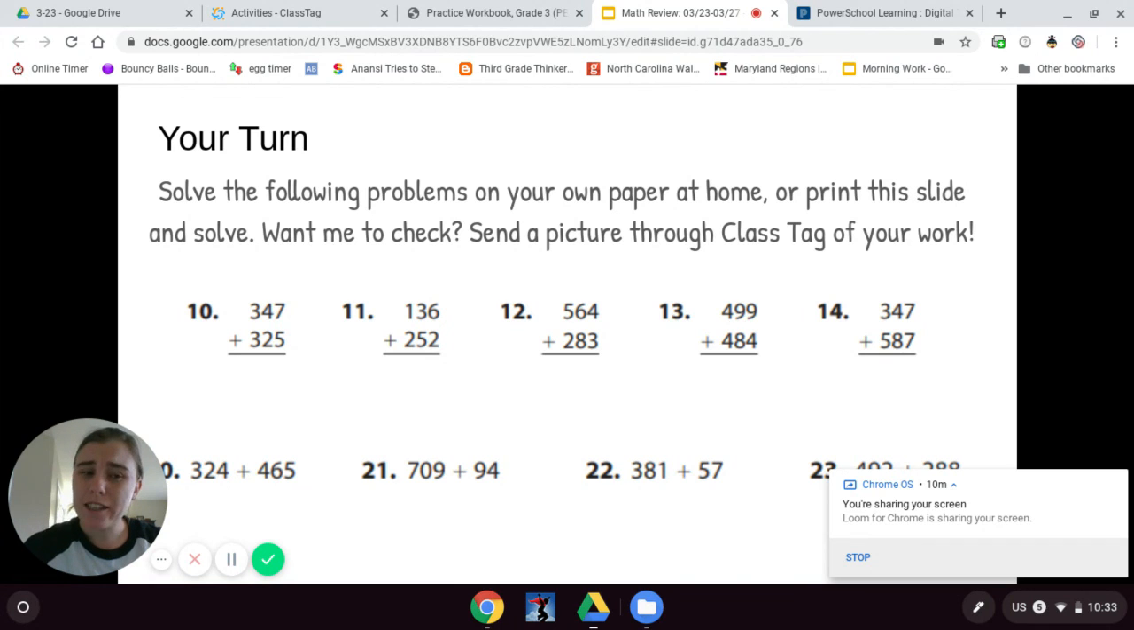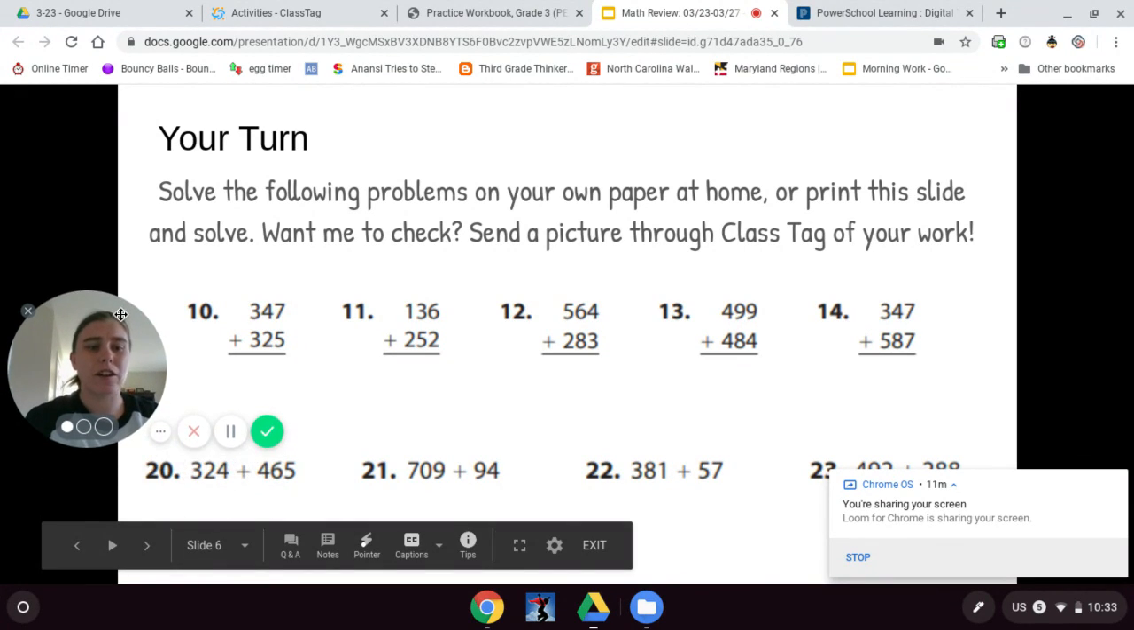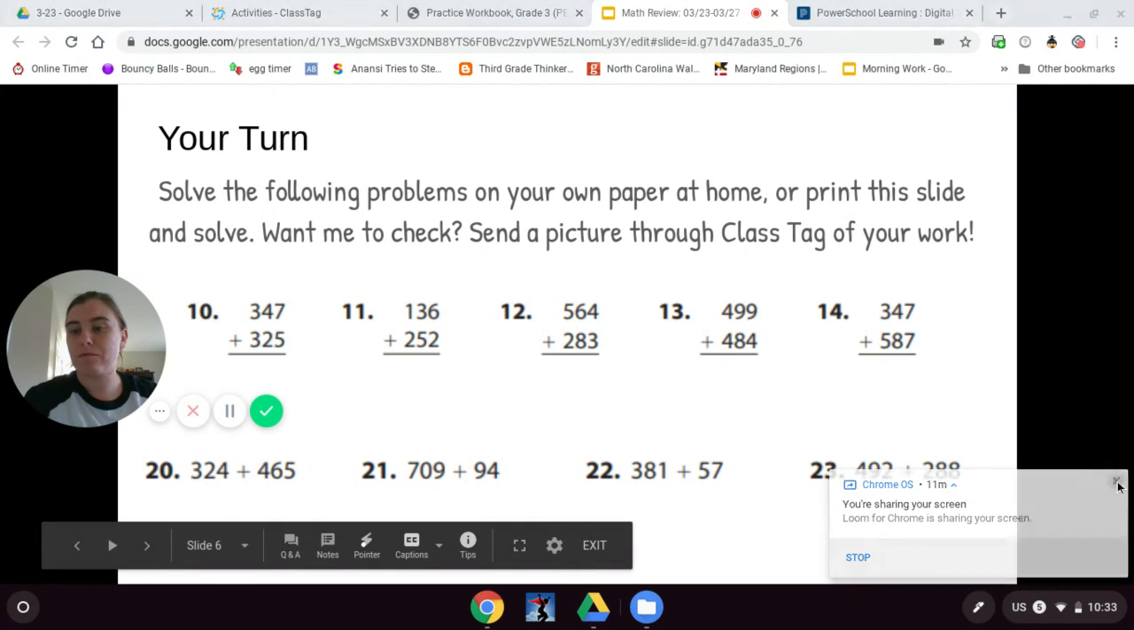If you would like me to check your problems, just send me a picture through class tag of your work. So parents, you can send me a picture through your message. You can post it to the board. You can do whatever you want to, if you'd like me to take a look at what your student has done, or if your student just wants me to see their work. Okay. I'm going to move myself so you can see all the problems. There we go. Get rid of that too.